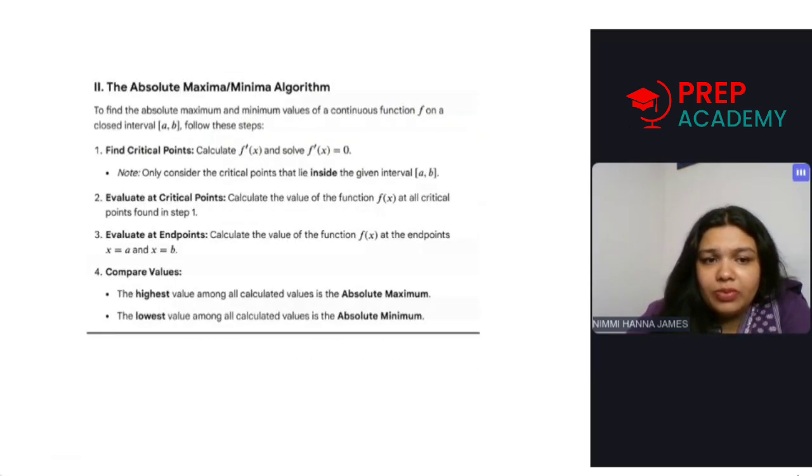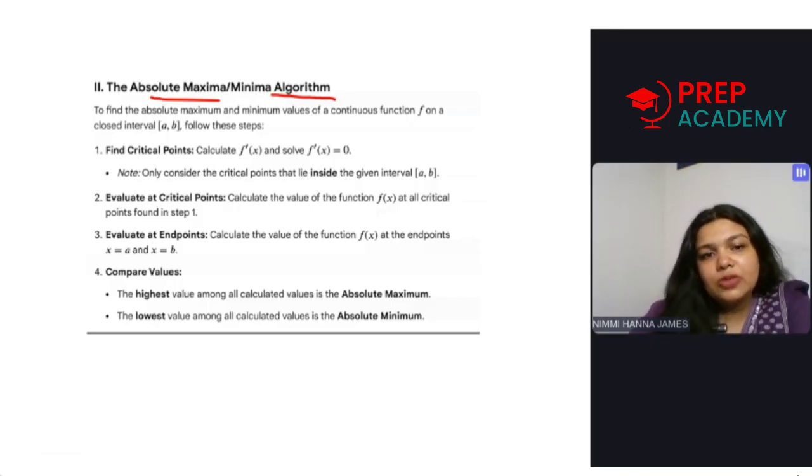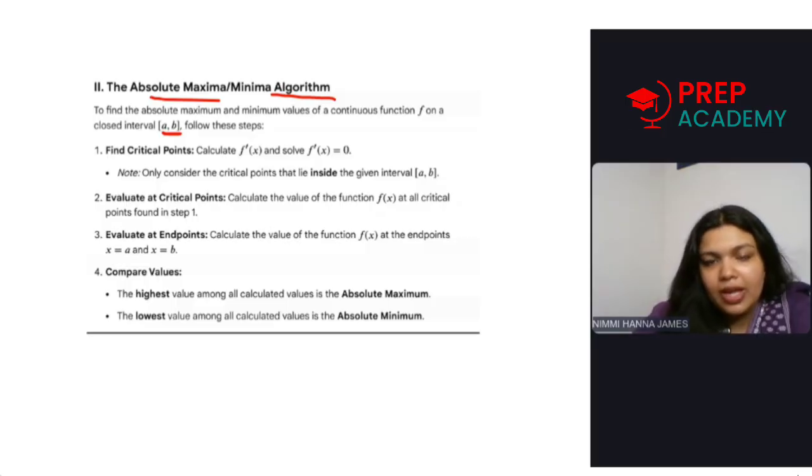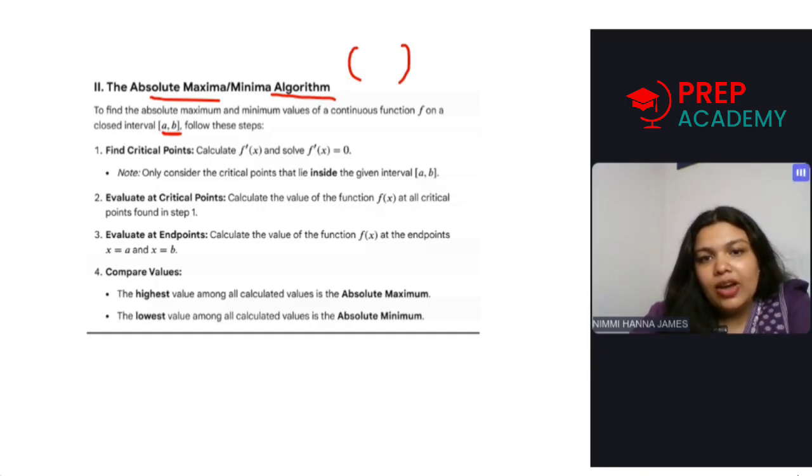And the last topic from this chapter we have is absolute maxima and absolute minima. Absolute maxima and absolute minima we find for closed intervals. If we are asked to find the maxima and minima for closed intervals, we will be doing this, because for open intervals we don't know where the point is.